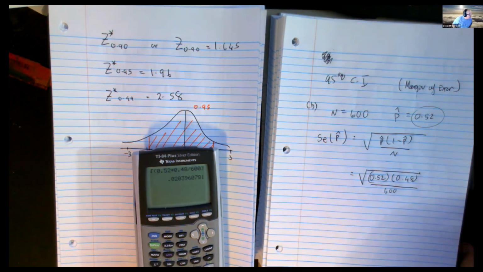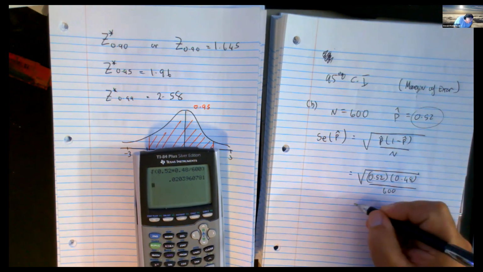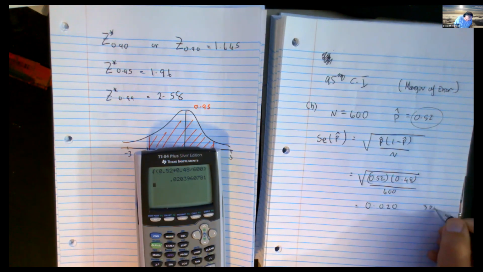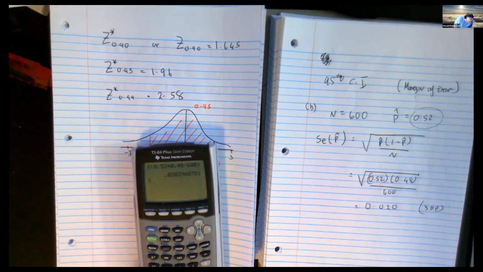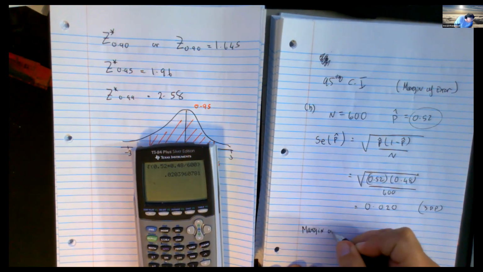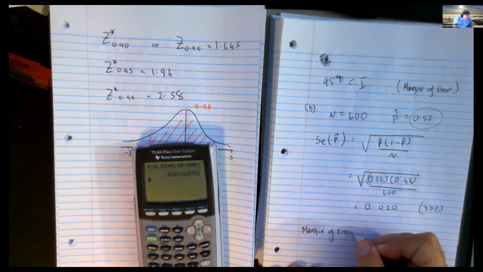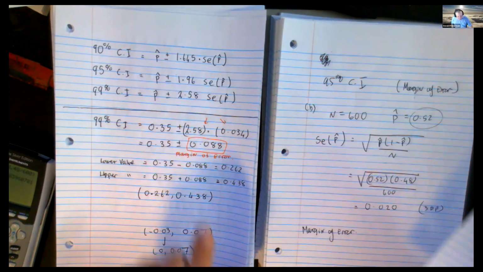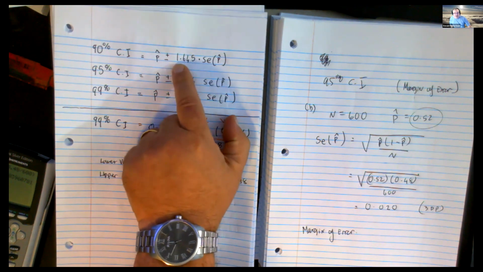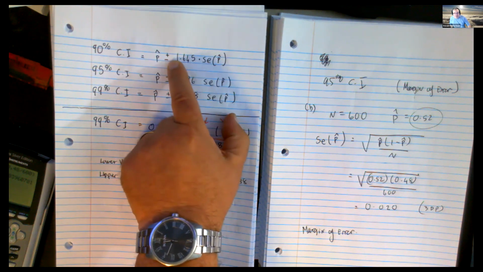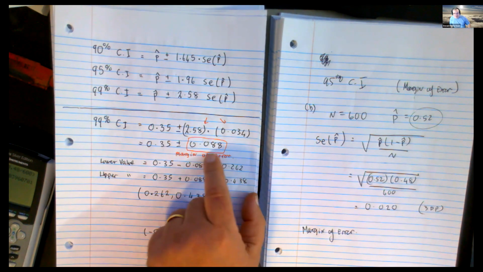And the answer I got here is 0.020 to 3 decimal places, because that's what they want. Now, the margin of error. Got it handy? Hope I do. If you multiply this guy with the standard error, that number is called the margin of error. Remember? The margin of error.